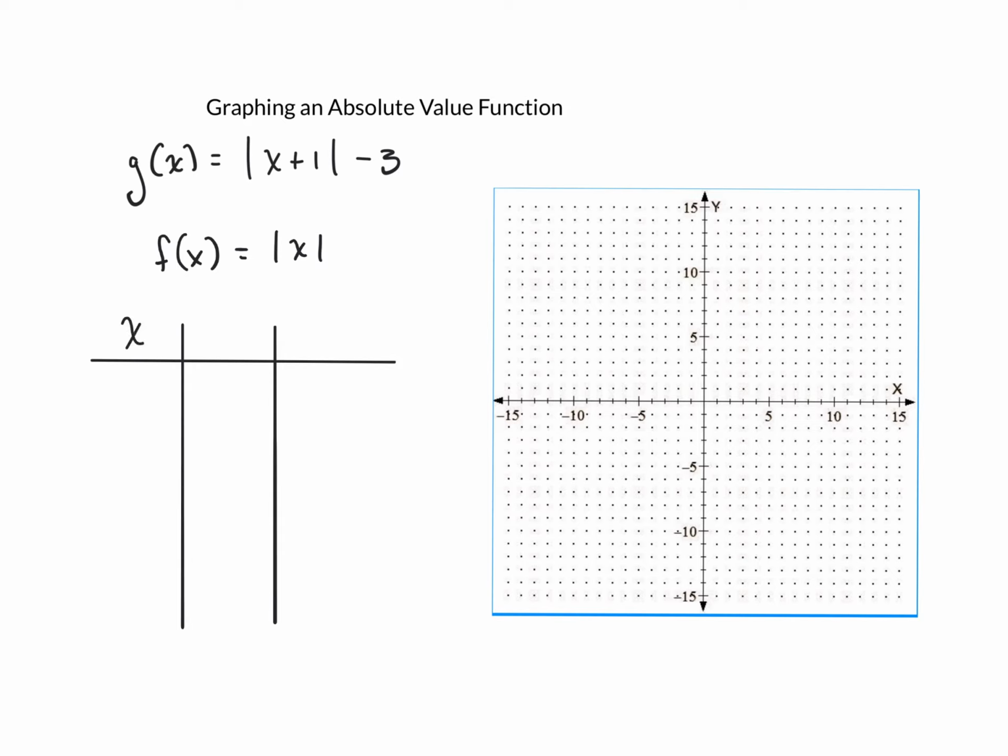So I'm going to take the value of x, and the values of x that I'm going to use are still going to be negative 2, negative 1, 0, 1, and 2.